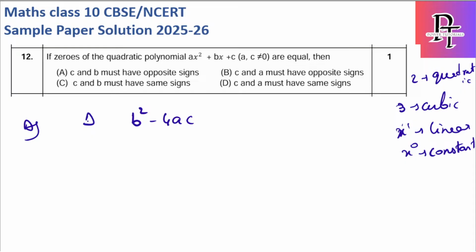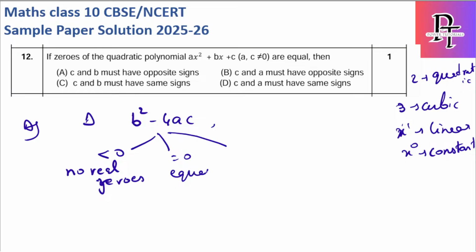We also call it delta. So what are the conditions? We have 3 conditions. If b square minus 4ac is less than 0, then we have no real roots or no real zeros, both are the same. If b square minus 4ac is equal to 0, then we have equal zeros. If b square minus 4ac is greater than 0, then we have two distinct zeros. Two distinct in the sense two unequal.